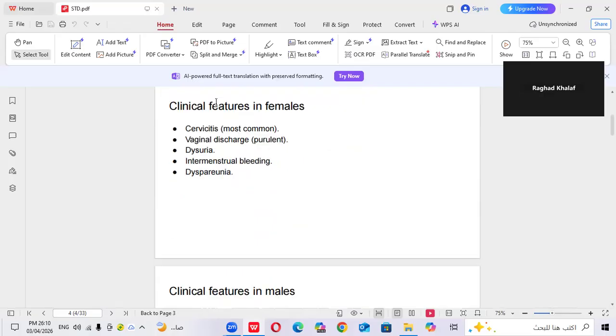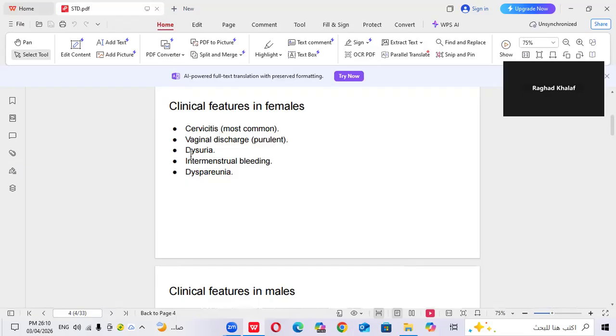For the clinical features, since it's an STD, you are going to have clinical features in female and in male. In female, cervicitis is the most common clinical feature, and all the other clinical features are partially or completely related to the cervicitis. Cervicitis means inflammation of the cervix. So when the cervix becomes inflamed and fragile, it can easily bleed upon any contact.